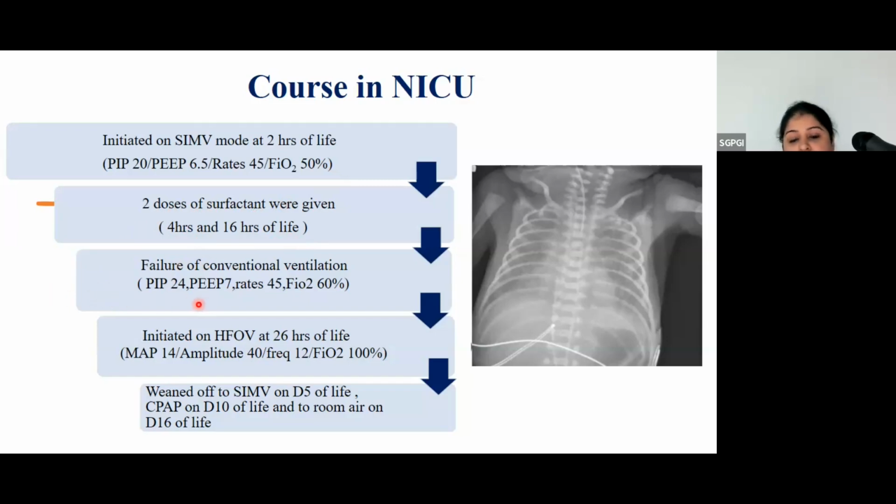That is, we reached the maximum settings, pressures of 24/7, rate of 45, and FiO2 above 60%. So we initiated high frequency ventilation as a rescue at 26 hours of life. The mean airway pressure was kept at 14, amplitude 40, frequency 12, and FiO2 100%. So this was the initial X-ray, which is showing very poorly aerated lungs with reticular granular pattern. And we weaned the baby to SIMV mode on day 5 of life and to CPAP on day 10. On day 16, baby was on room air.